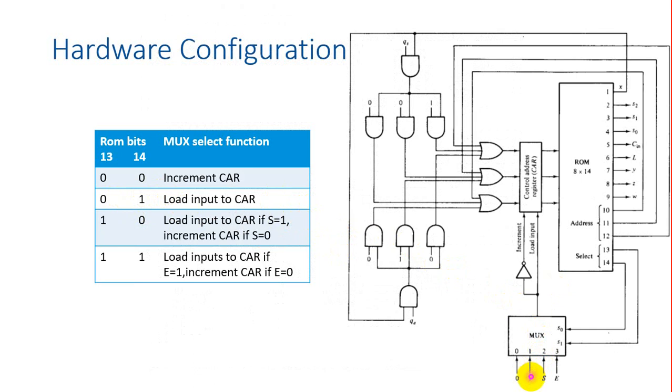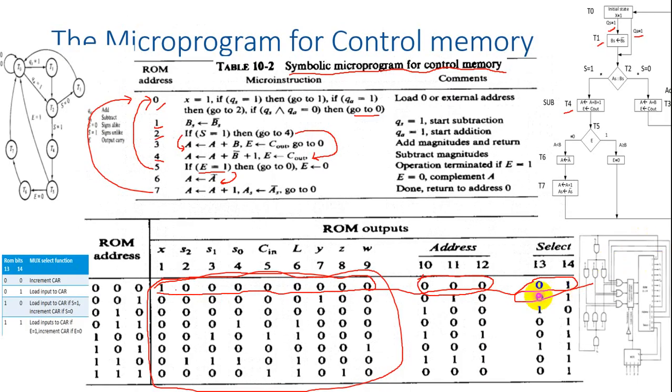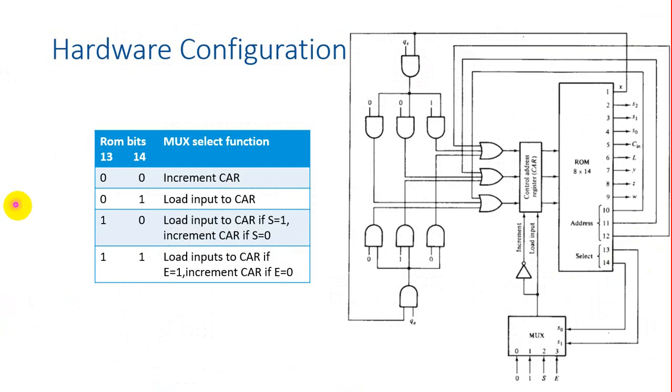This bit, pin numbers 13 and 14. What we have given in pin numbers 13 and 14, look at over here. We have written 0, 1. If you write 0, 1 over there, it means load input to the control address register. How do you load the input to the control address register? These are the inputs. If QA equal to 0, this is the input 0, 1, 0, 2.